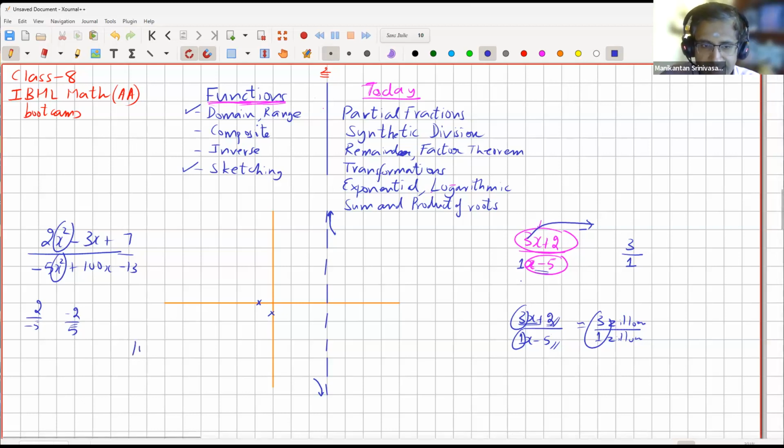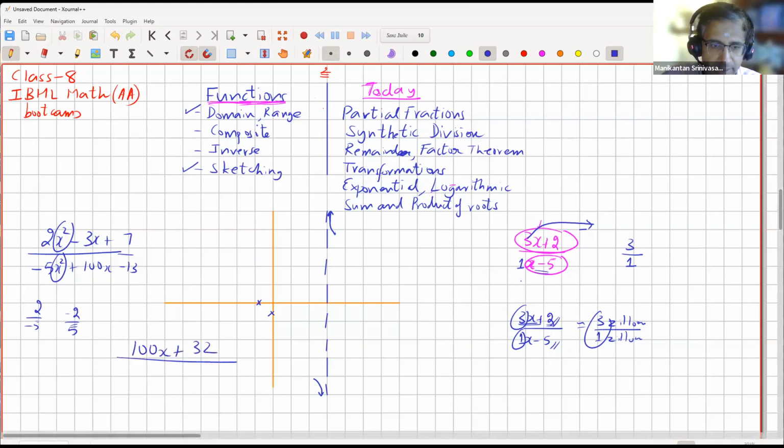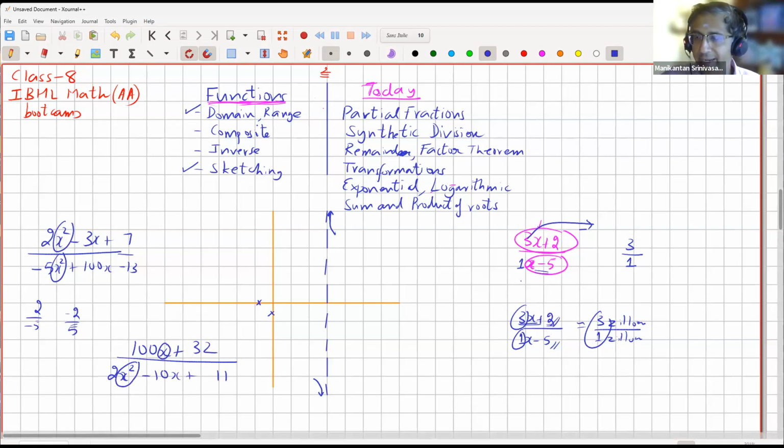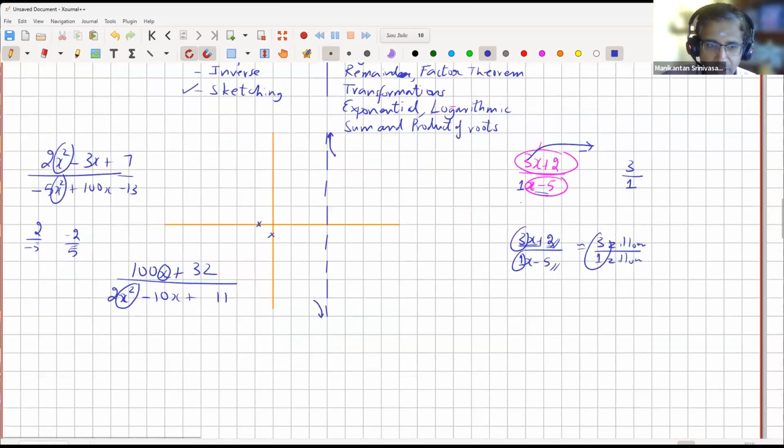For example, in the numerator, let's say x is the highest power, say 100x plus 32, and the denominator is 2x square minus 10x plus 11, something. Then the highest power in the numerator is only x power 1, while the highest power is x power 2 in the denominator. The denominator power is higher. As soon as the denominator power is higher, the horizontal asymptote will become 0. And again, why is that?